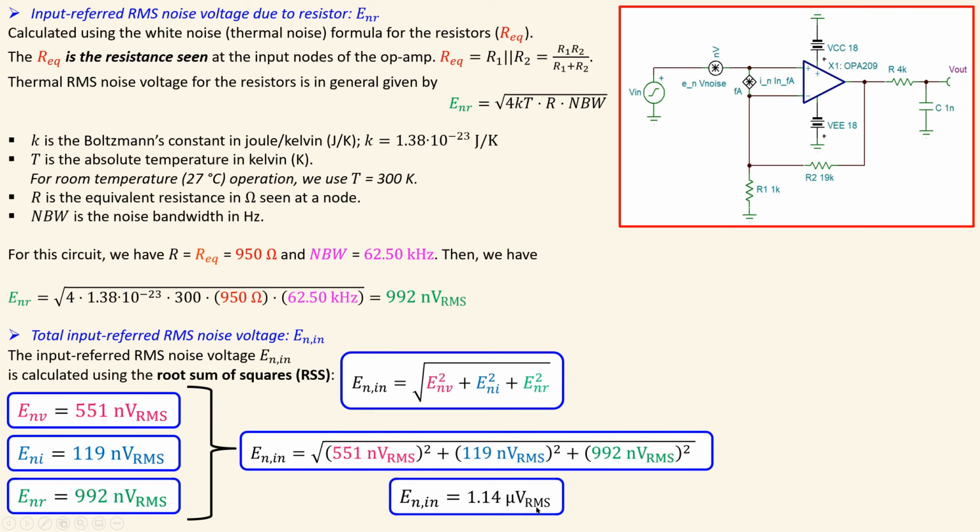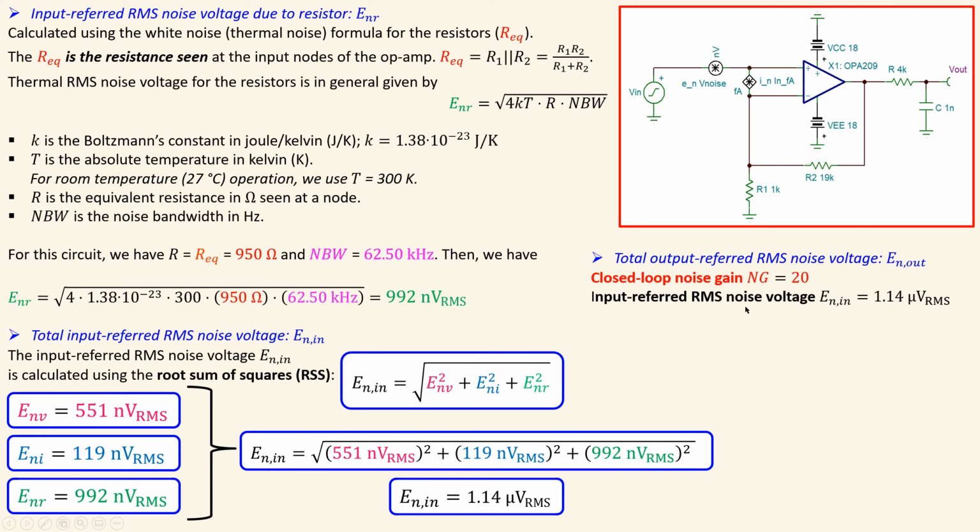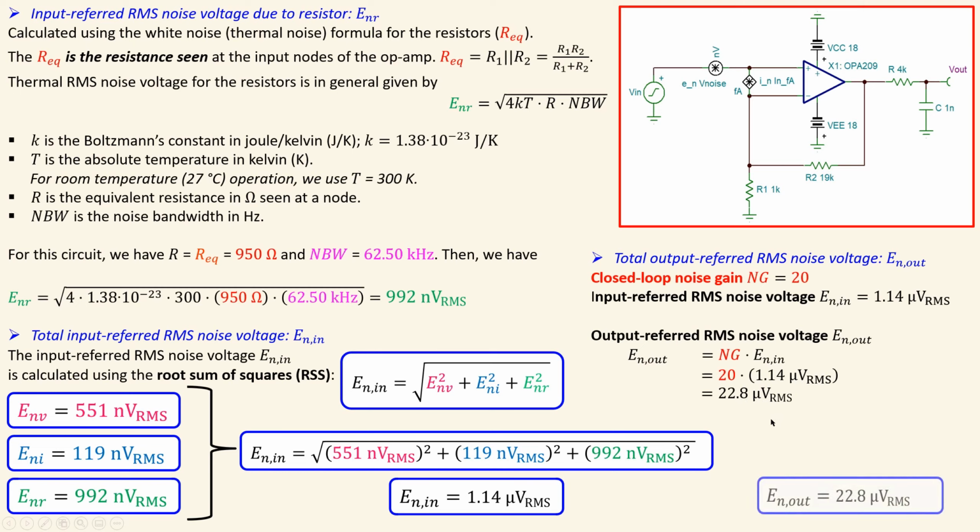That's what we have now. Now we can move easily to the output referred RMS noise voltage using the noise gain, which is 20, and also the input referred RMS noise voltage we just calculated. The output referred RMS noise voltage will be the noise gain times the input referred RMS noise voltage. Now, if you do the math here, 20 times that value, you will have 22.8 microvolts RMS. So that is our result for our output referred RMS noise voltage.